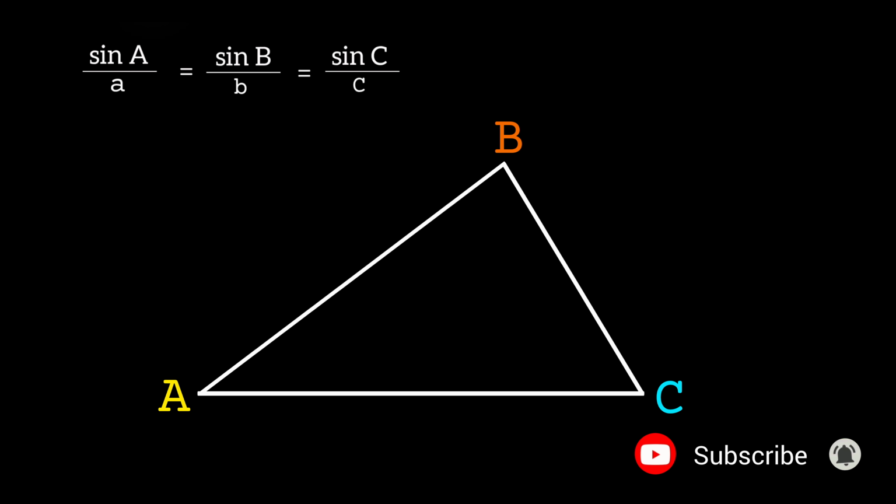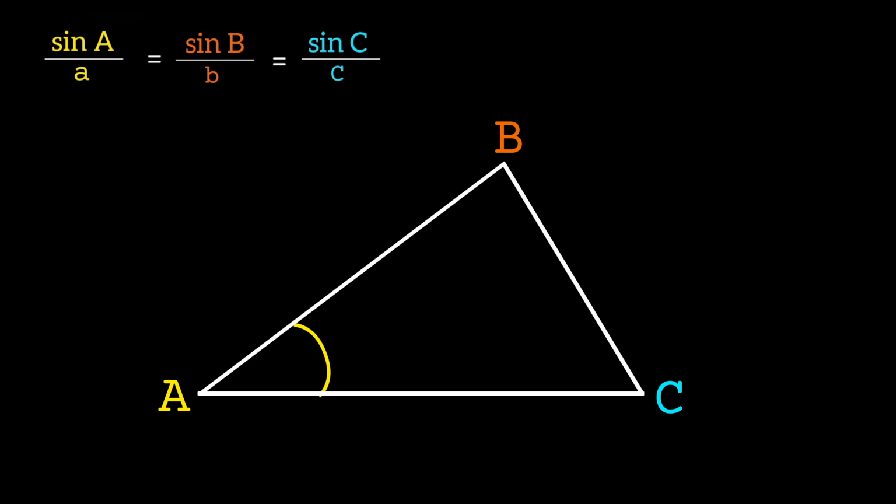Consider the triangle ABC. The capital letters A, B, and C are used to label the angles. So this is angle A, this is angle B, and this is angle C. The lowercase letters are used to label the sides of a triangle. The opposite angle is the same letter as the opposite side. The only difference is the capital letters are used to label the angles and the lowercase letters are used to label the sides. So this is side a, this is b, and this is c.